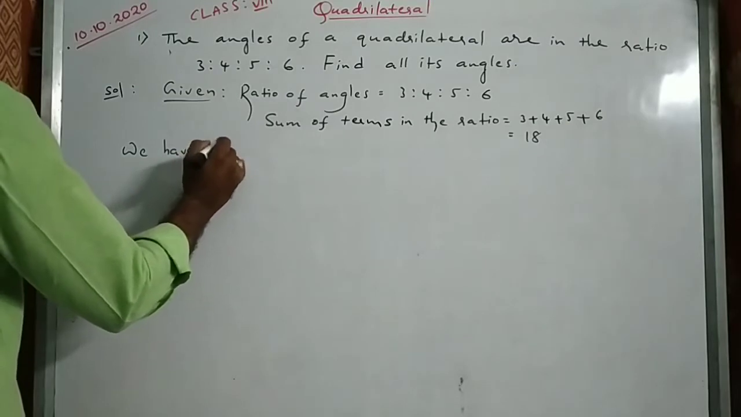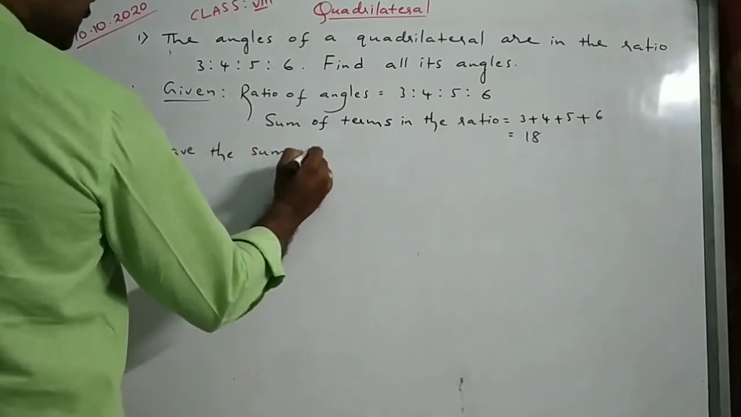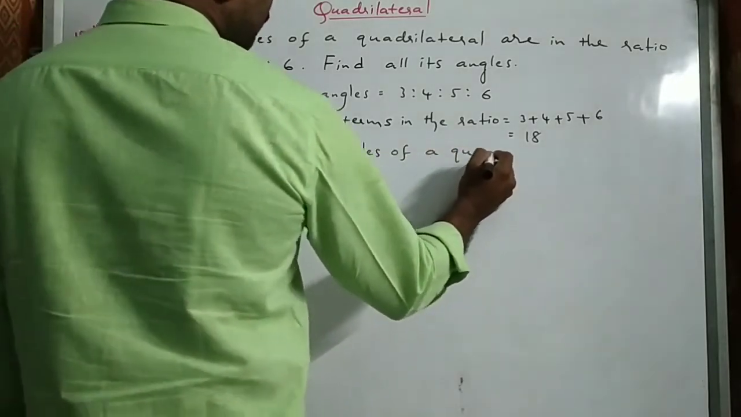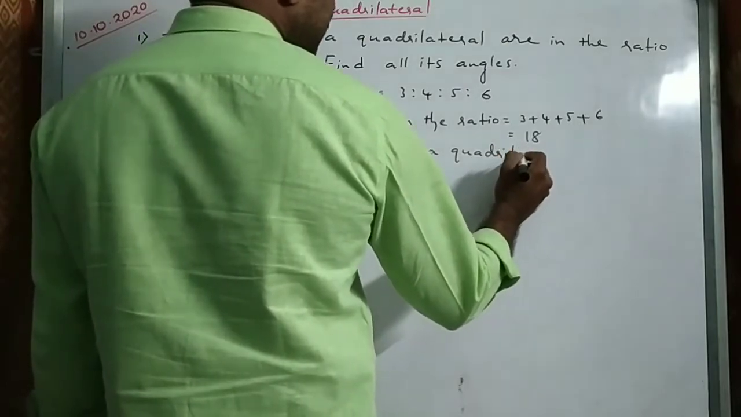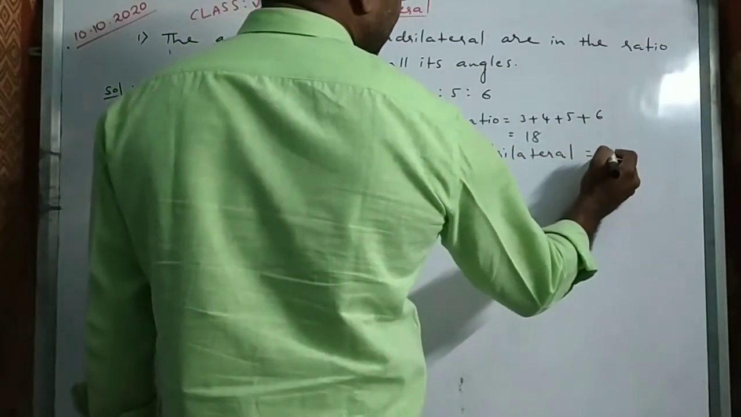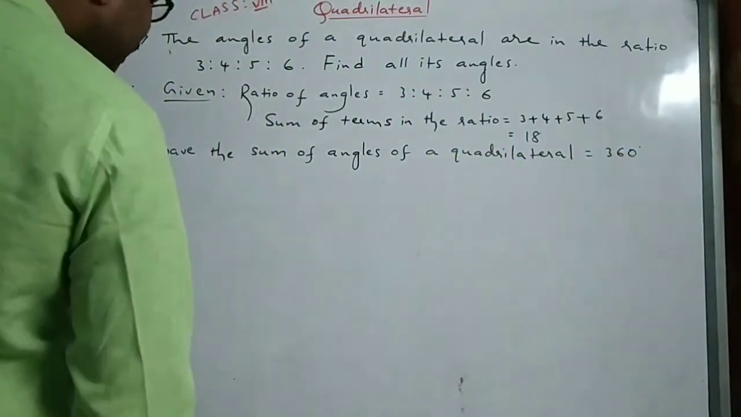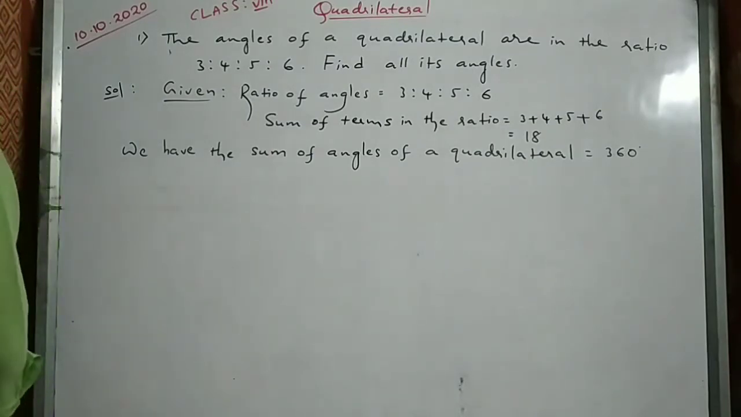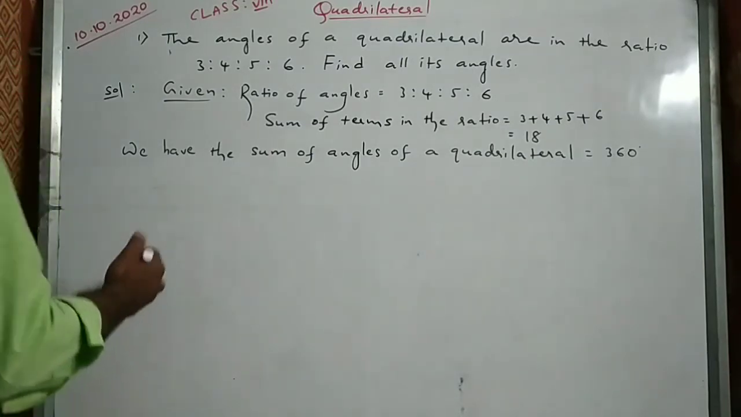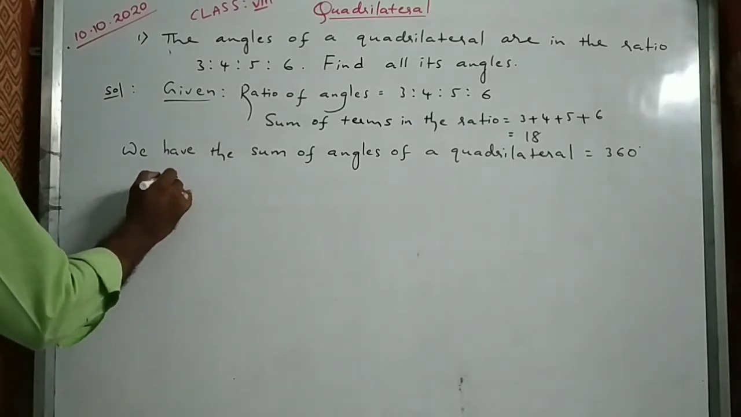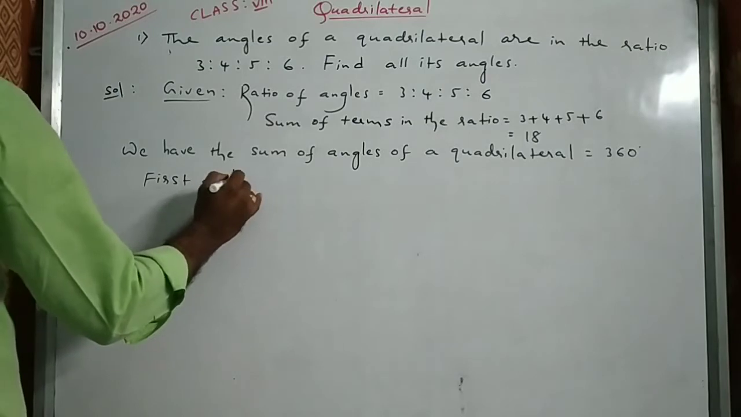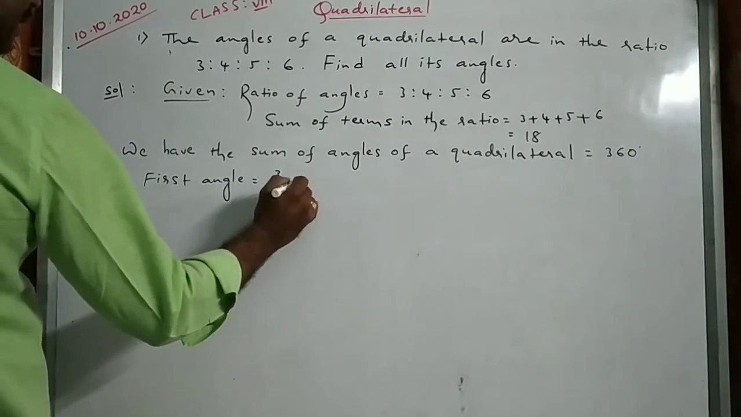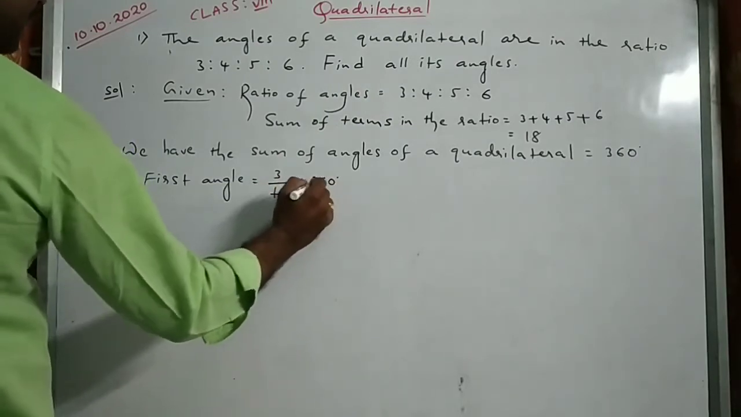Now, we know that we have the angle sum property of a quadrilateral. What is the angle sum property of quadrilateral? The sum of angles of a quadrilateral is 360 degrees or 4 right angles, right? We know that. Now, first angle, you know this procedure. First angle is equal to 3 upon total parts, 18, into 360.